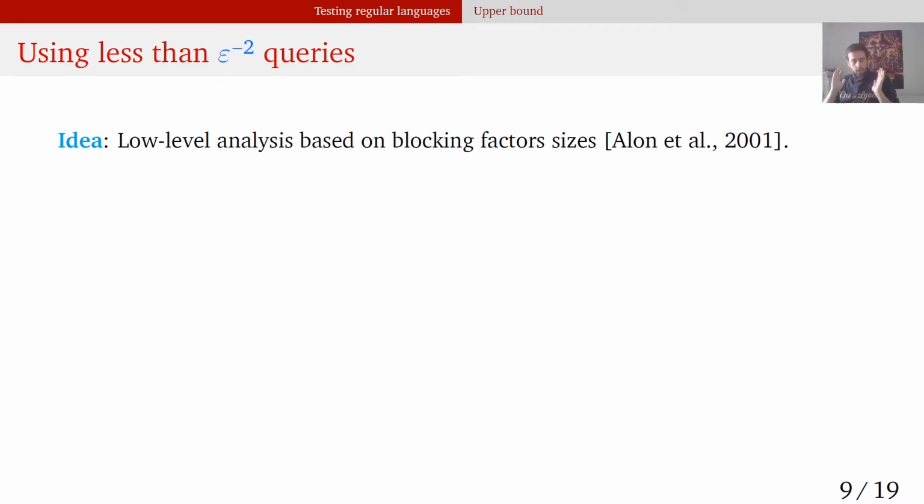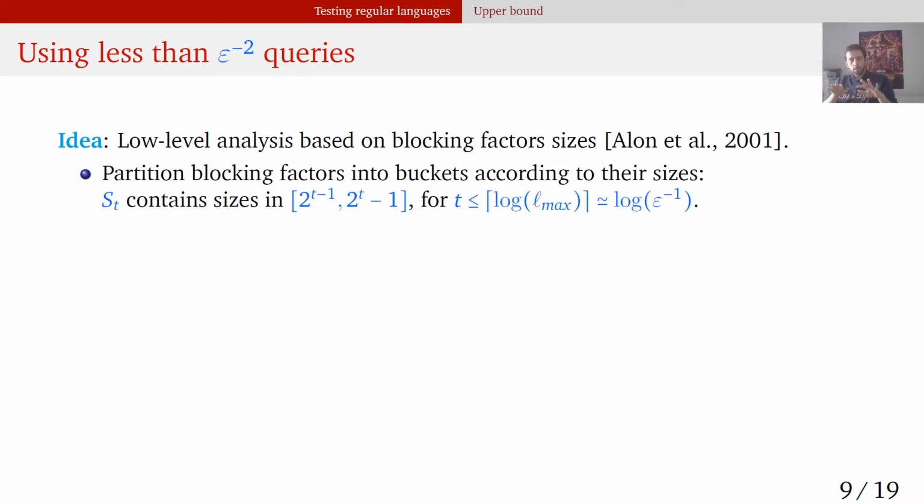So now I will tell you how we go a bit further below this one over epsilon queries. The idea is to analyze on a low level the size of the blocking factors. What we do is we partition the blocking factors according to their sizes into buckets, and so the bucket S_t is going to contain the blocking factors that have size between 2^(t-1) and 2^t. So instead of partitioning them linearly, we partition them logarithmically. And so here t goes up to the logarithm of the maximum size, which is on the order of log of 1 over epsilon.